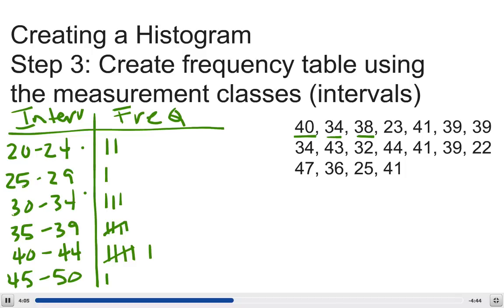That means that for the 20 to 24 range, I have 2 frequencies. 25 to 29, I have 1 frequency. 30 to 34, I have 3 frequencies. 35 to 39, I have 5. 40 to 44, I have 6. And 45 to 50, I have 1.